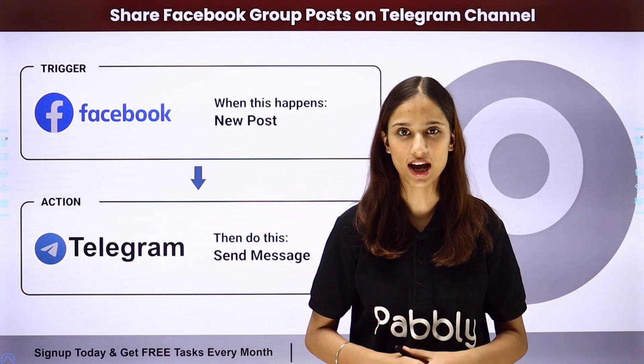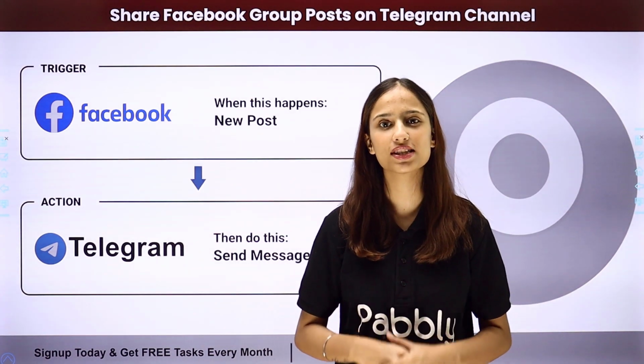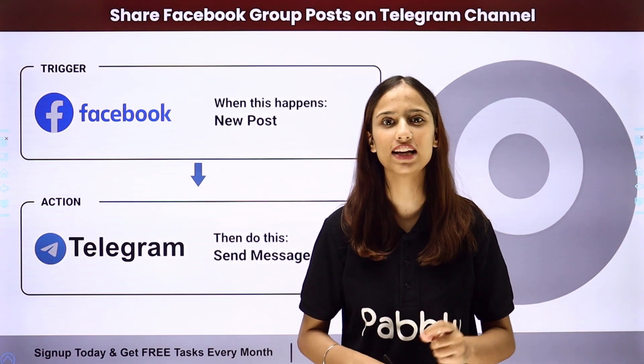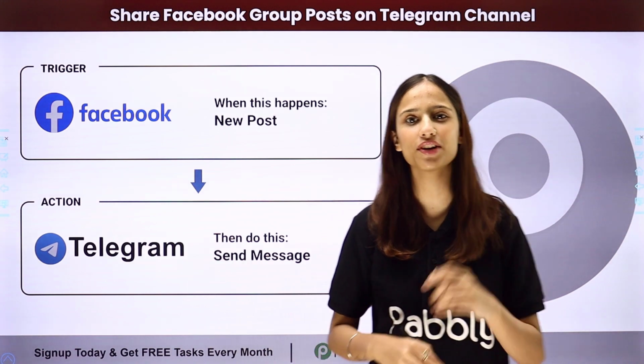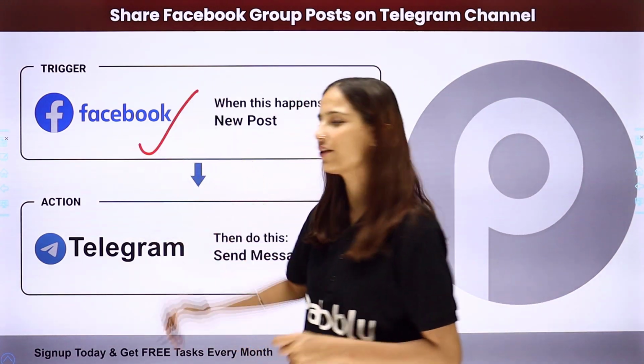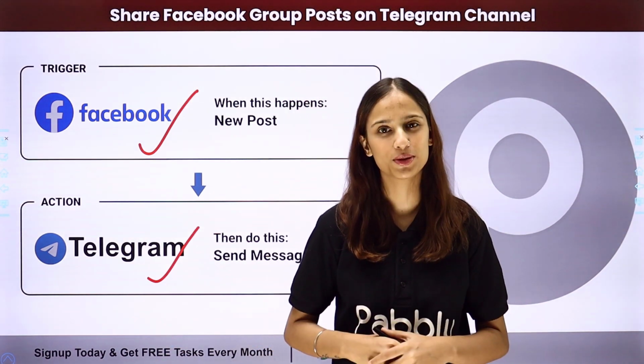So now to do this, you will have to build an integration between these two applications, for which you can use this amazing integration and automation software, that is Pabbly Connect. So here you just have to set up a simple automation where your trigger application will be Facebook and your action application will be Telegram. So to learn more about this, follow me through the screen.